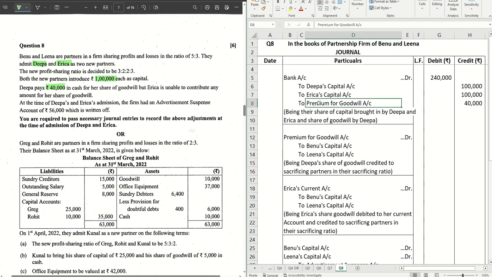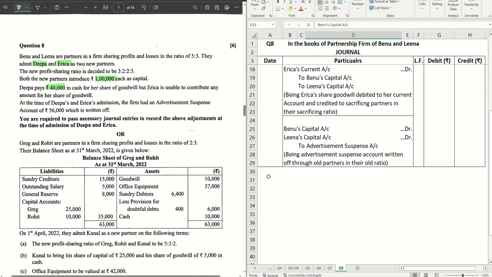Straight away, the second journal comes from the first one that we have. Premium for goodwill account debit to Benu's capital account, to Lena's capital account. This is the distribution of this premium amount, which is brought in by Deepa, in the sacrificing ratio of Benu and Lena. So 40,000 will be distributed here. Before that, now we have to calculate the sacrificing ratio. Let's come to the working notes.